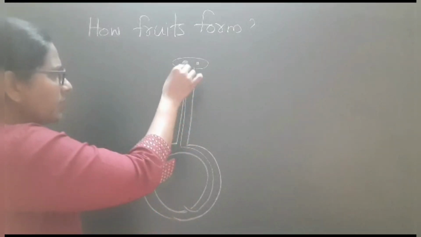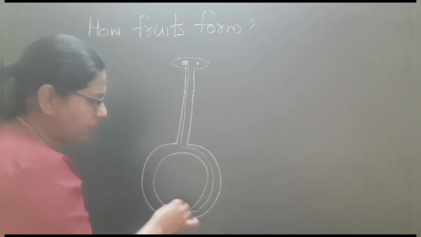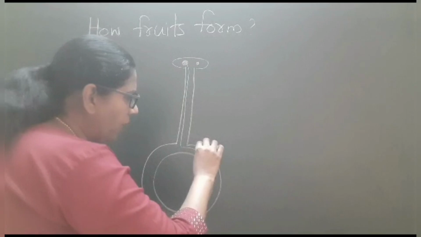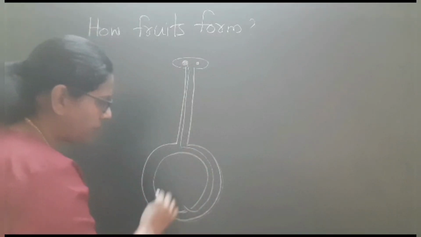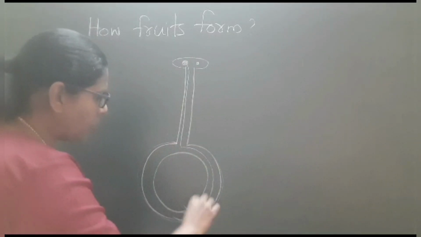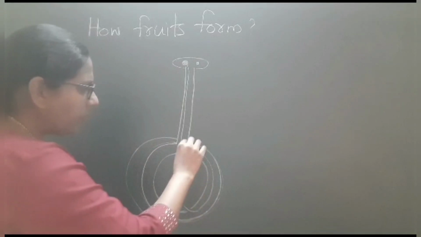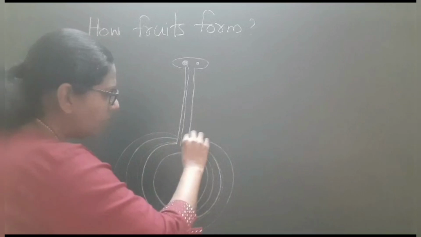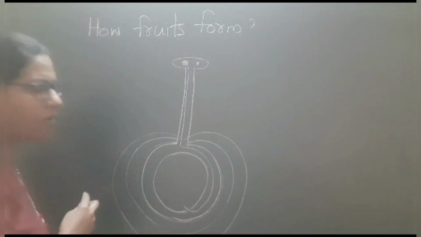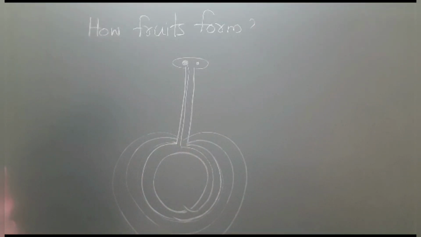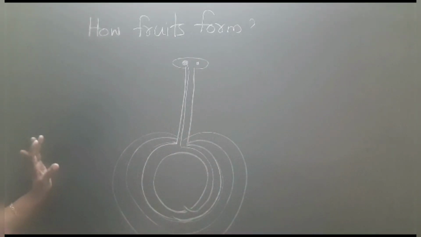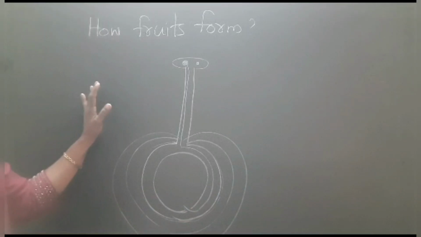After fertilization takes place, the ovary starts growing and forms the fruit. That is how fruit develops. Understand? How fruits form.